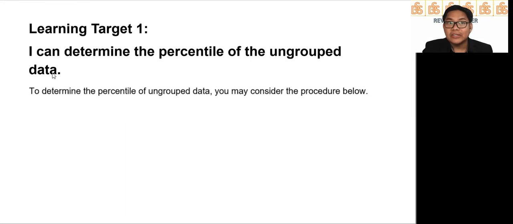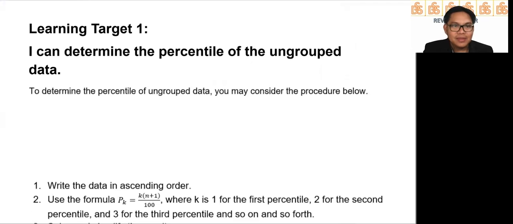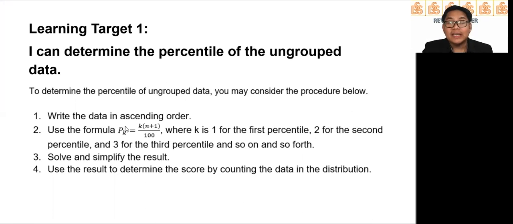Okay, again, for our learning target, I can determine the percentile of ungrouped data. So here is our procedure. Write the data in ascending order. Use the formula P of K, where K represents the first percentile, second percentile, up to 99th percentile. Solve and simplify the results. Use the result to determine the score by counting the data in the distribution. As you notice, if you watched our video about quartiles and deciles, the process is almost the same. We want you to master the process, so I keep on repeating the process and procedure.